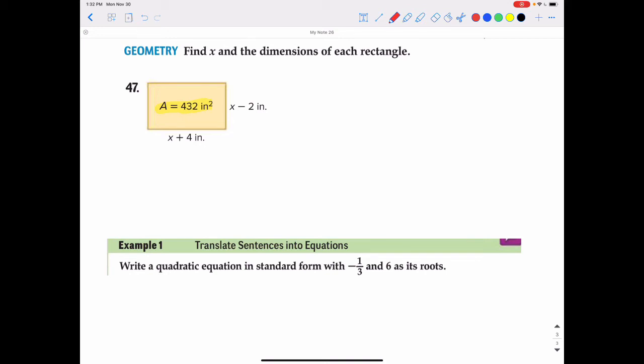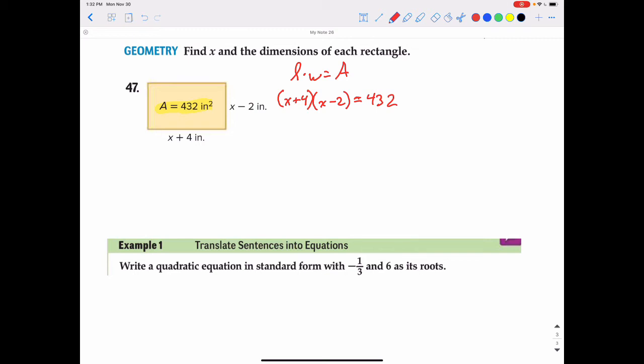What is the formula for area of a rectangle? Formula for area of a rectangle is length times width, and that equals the area. So this is telling you that the length is x plus 4, so I do need to put that in parentheses because x plus 4 represents one measurement. And x minus 2 is the width, so I need to put those in parentheses, again, because the width is one measurement, and that equals 432. Don't put the exponent of 2 in there. That just means it's in square inches because area is always supposed to be written in square inches.